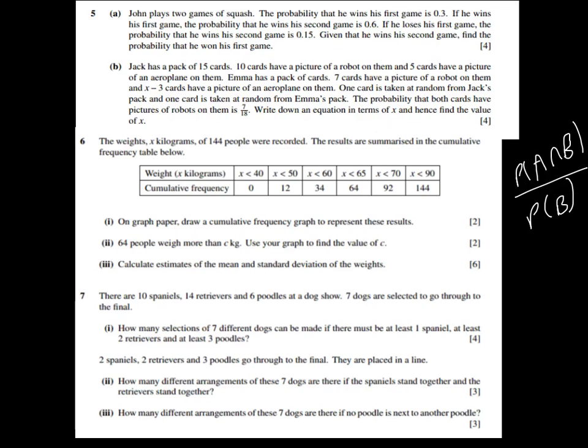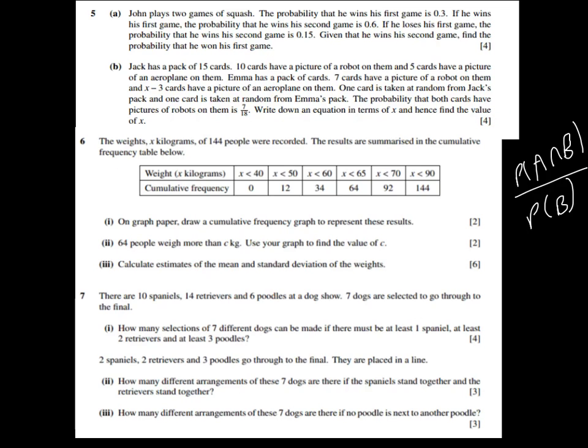To get the probability that both of their cards have a picture of robots on it, you'd take 10 over 15 and multiply it by 7 over 7 plus x minus 3, so 4 plus x. And that's going to equal 7/18. So that just becomes algebra. You set up an equation, rearrange it, and solve it in terms of x for part B.